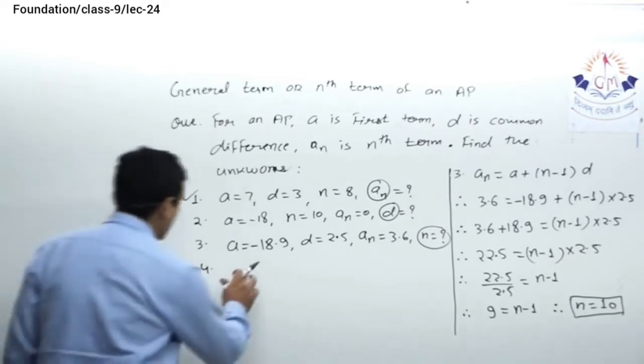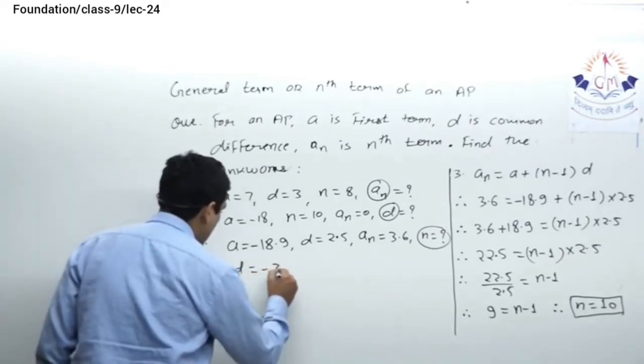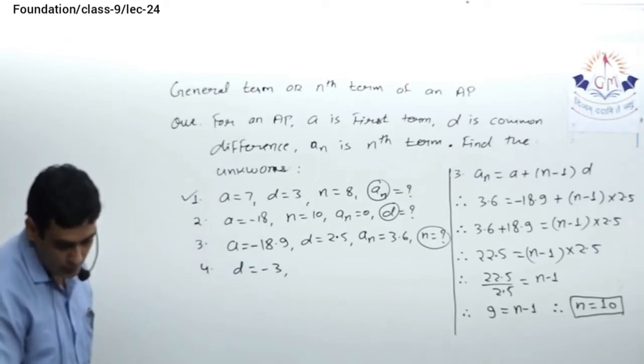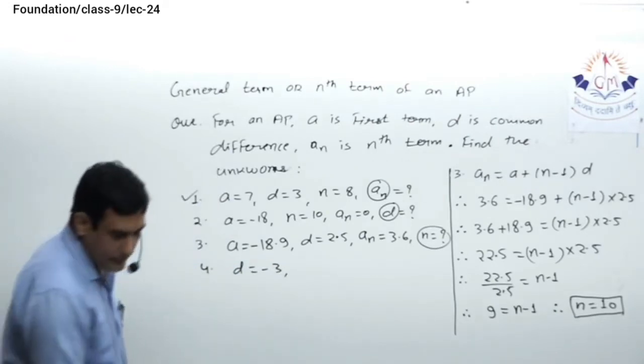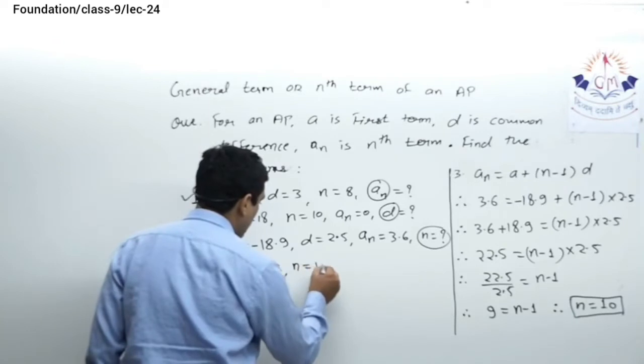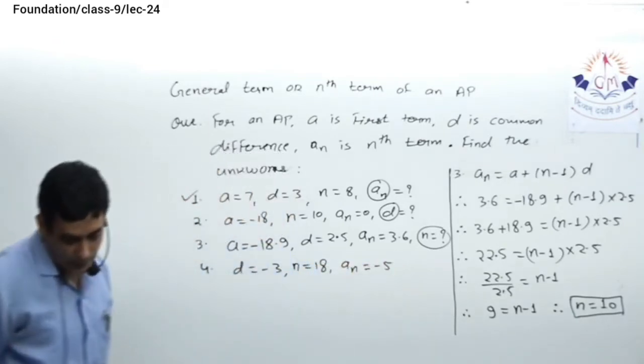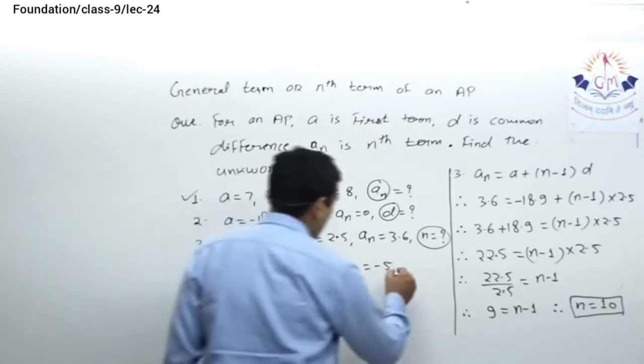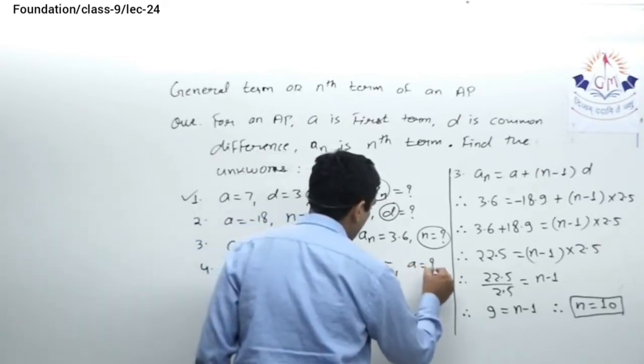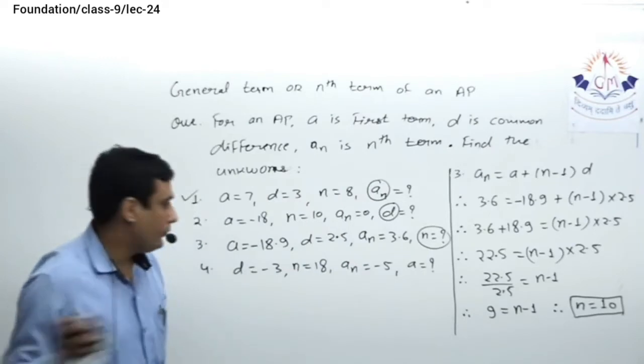In the fourth, it is given d is equal to minus 3, n is equal to 18, an is equal to minus 5. Then you have to obtain the value of a. So let us see.